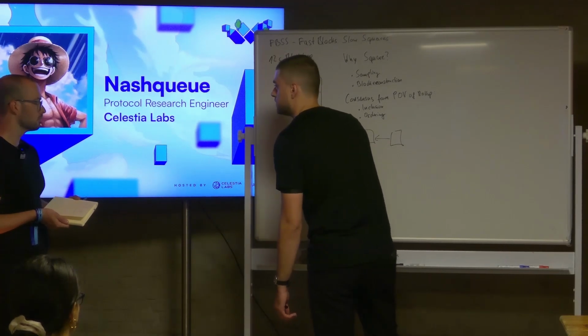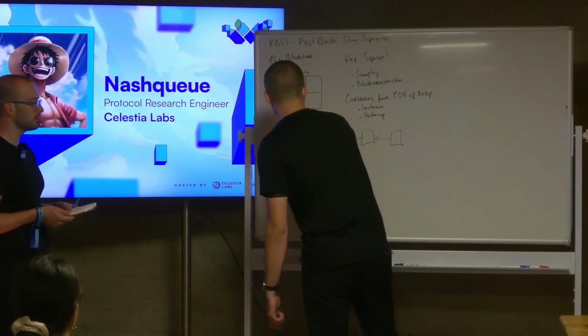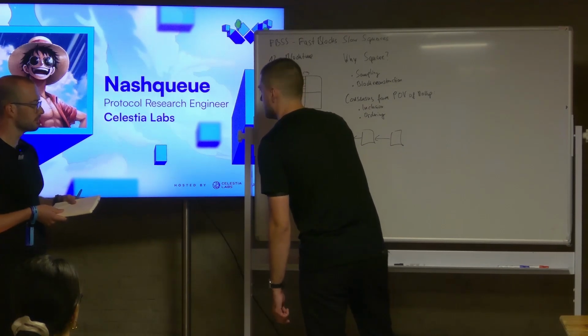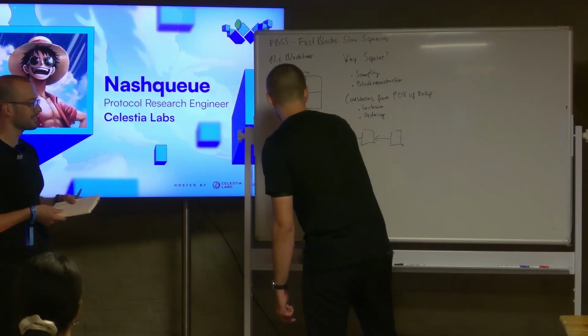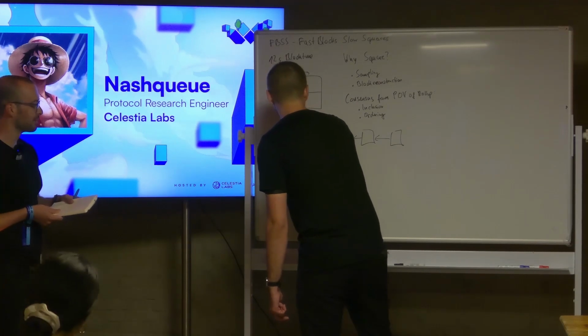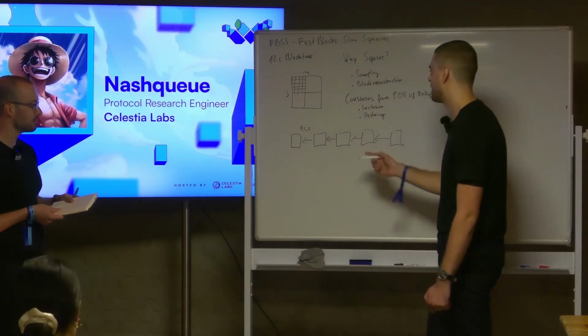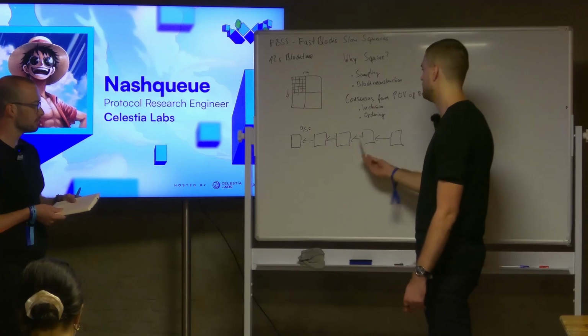How fast do we go? Let's be conservative with like half a second. Half a second? Half a second. That's conservative. Yeah. All right. Half a second for each block.